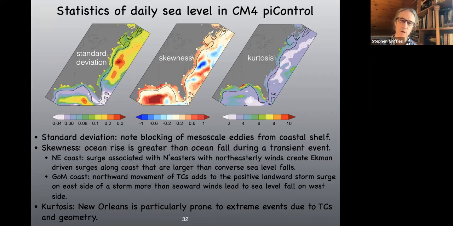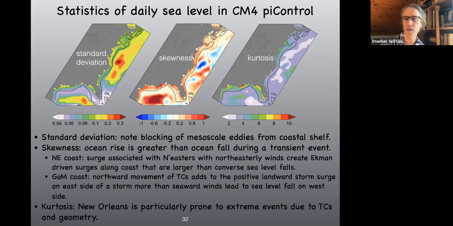You have a similar argument along the east coast of the US due to the northeasters, which give you more alongshore winds that give you Ekman drift toward the coast. They're called northeasters because the winds come from the northeast, and you get an Ekman drift toward the coast, which gives you a sea surface rise, preferably.